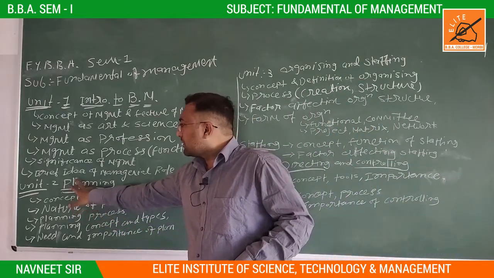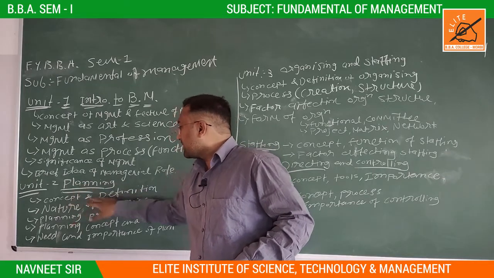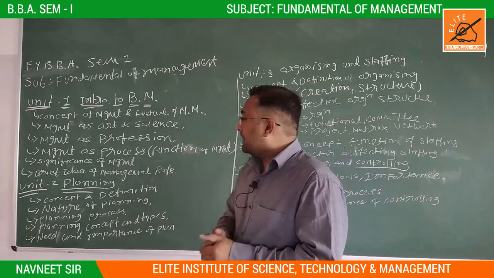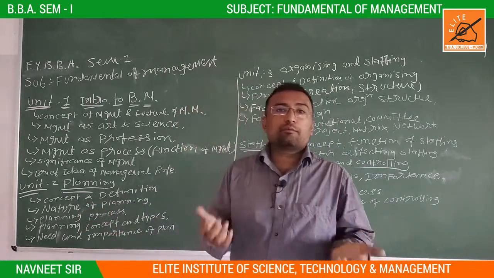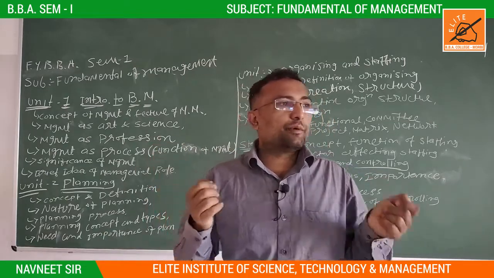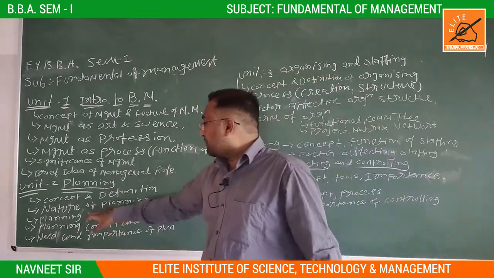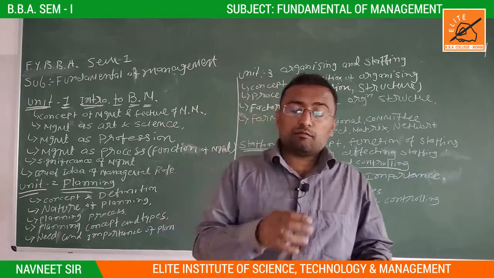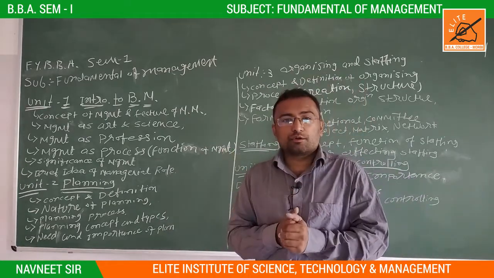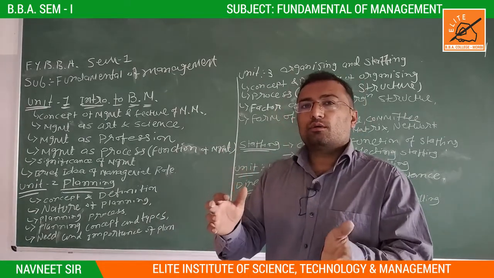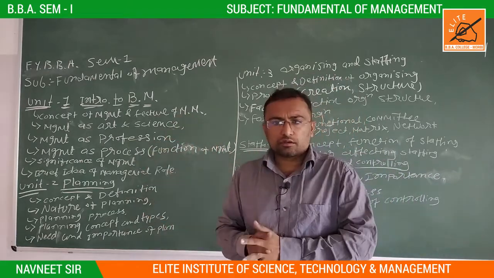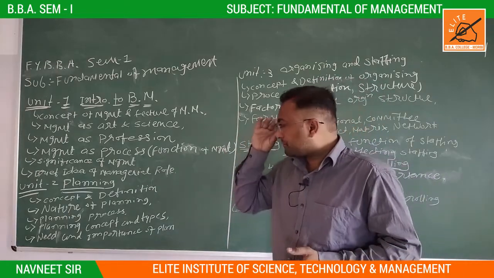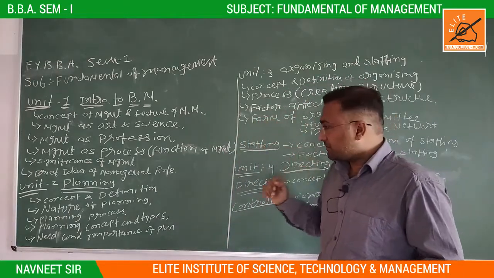In planning, unit 2, we have to see the concept and definition. What is planning? Then the planning definition, then the nature of planning. What kind of planning? Short-term plan, long-term plan. We have to manage all these things. Then the planning process. We have to make a plan, and for that, we have to follow a particular process. If we are going to plan a journey or tour, then we have to follow a particular process. In the same way, planning is a process.